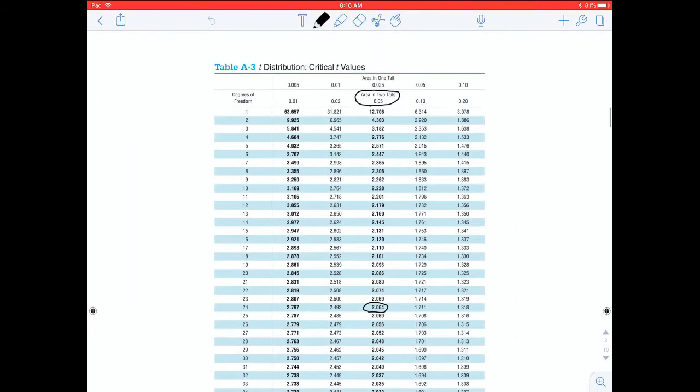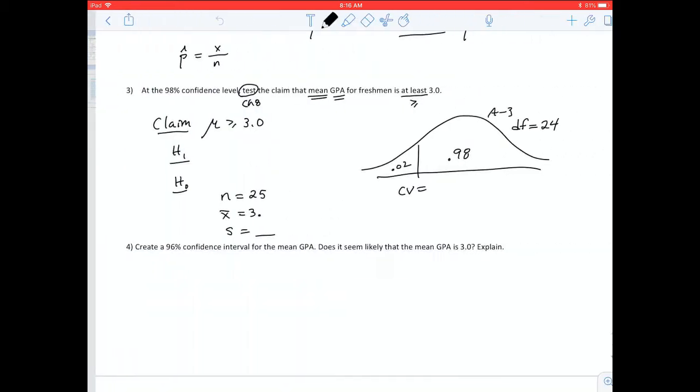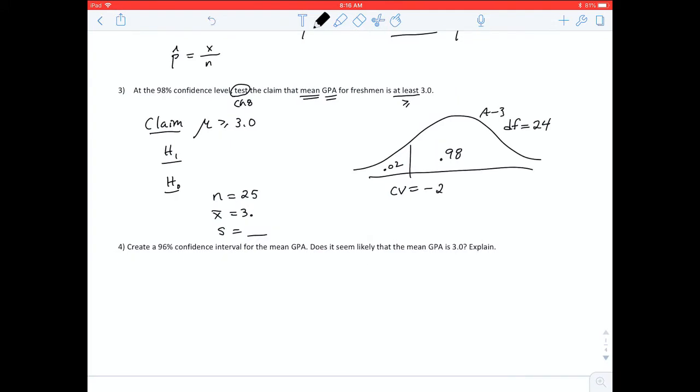So if I go over to the table, this one is just a one-tailed test, and we're using 0.02. Well, they don't have 0.02, but they have this one, 0.025. So you'd use the middle column. Turns out it would be the same critical value, except it would be negative because it's a left-tailed test.